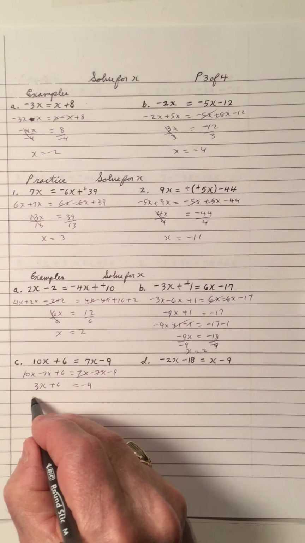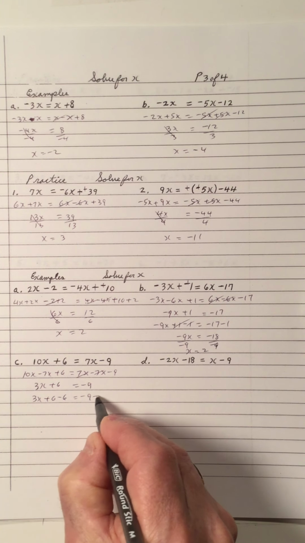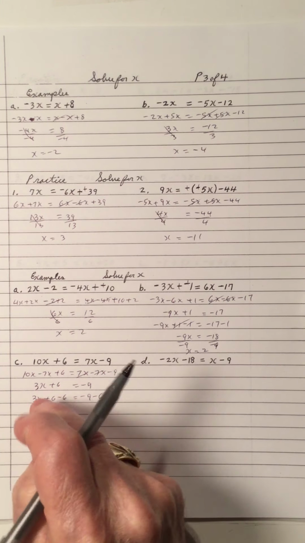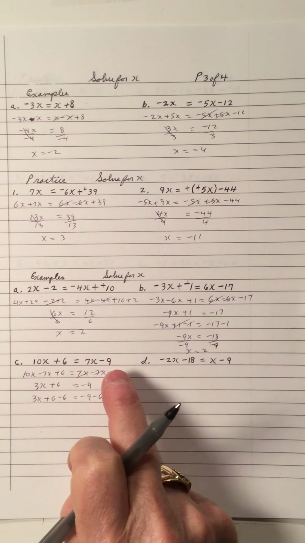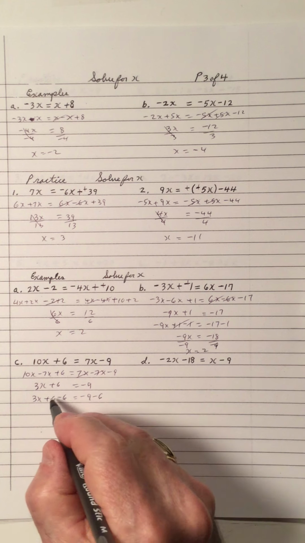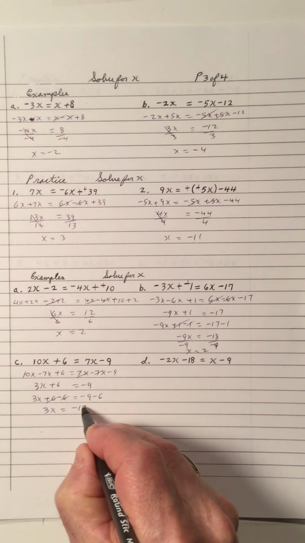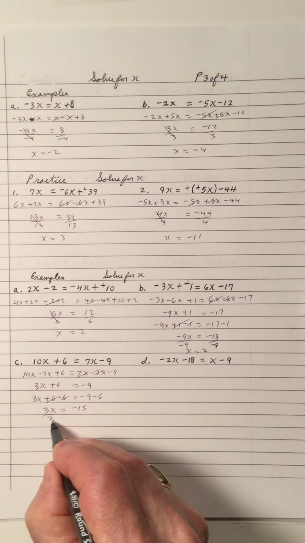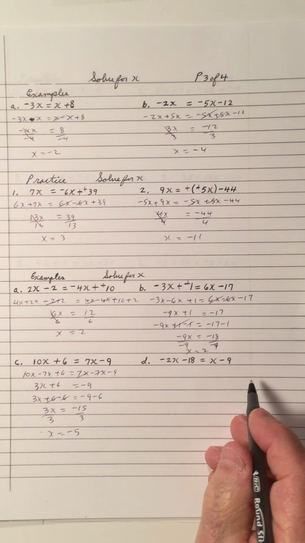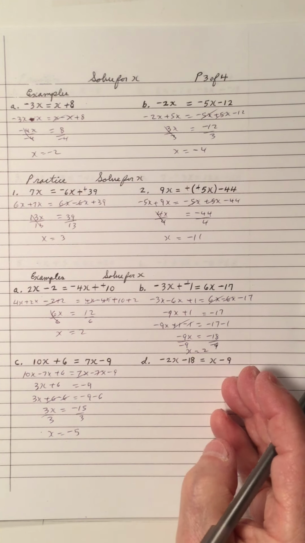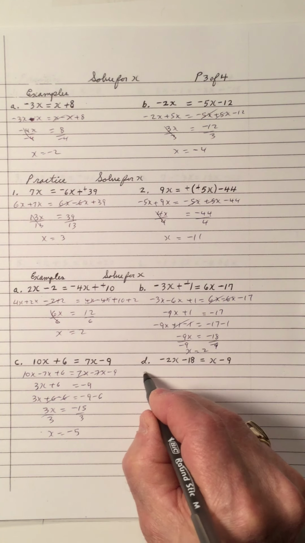So I added on a negative 7x first. Now I'm going to subtract 6. And the reason I subtract 6 is because the plus 6 on the left side becomes a minus 6 on the right side. They cancel out. And that's a negative 15 when you subtract them. And I divide by 3. So x equals negative 5. So do you want to move the x's and then the numbers, or both? Your choice.